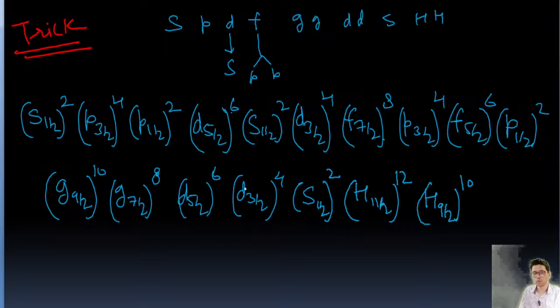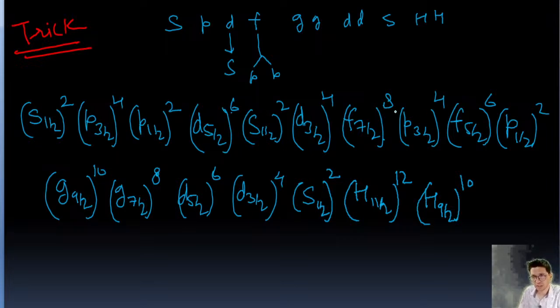That's what you need to know, guys. For P you need to know there are 2 values, P 3 by 2, P 1 by 2. For D 5 by 2, 3 by 2. For F 7 by 2, 5 by 2. For G 9 by 2, 7 by 2. For H 11 by 2 and 9 by 2. And the distribution of electrons: for P 4 2, for D 6 4.